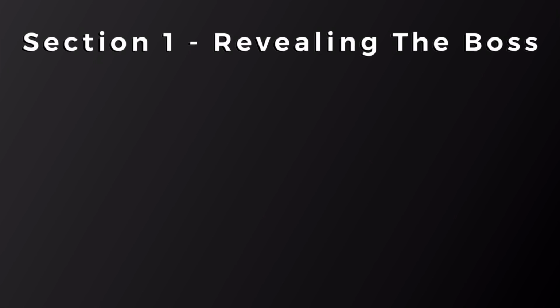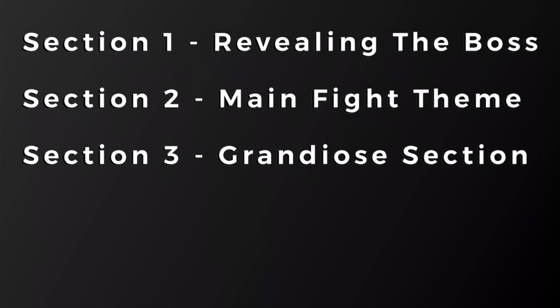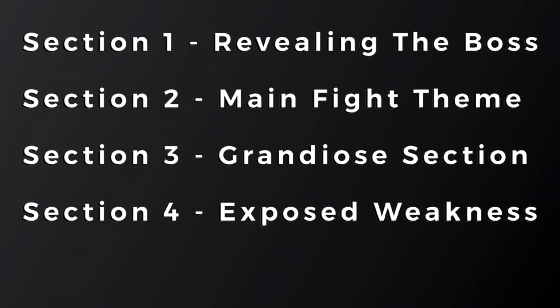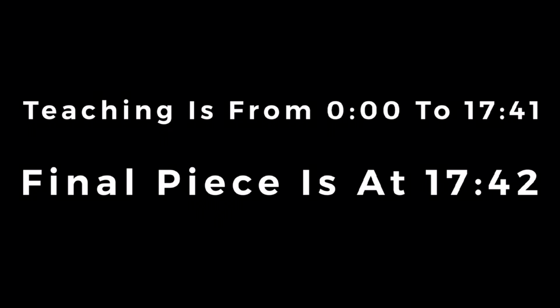The 5 sections most boss fights have are Section 1, Revealing the Boss, Section 2, Main Fight Theme, Section 3, Grandiose Section, Section 4, Exposed Weakness, and Section 5, The Final Stand. Remember, you can always change the order and/or change what's in there, but I'm just giving you a rough estimate on what most boss fights have.